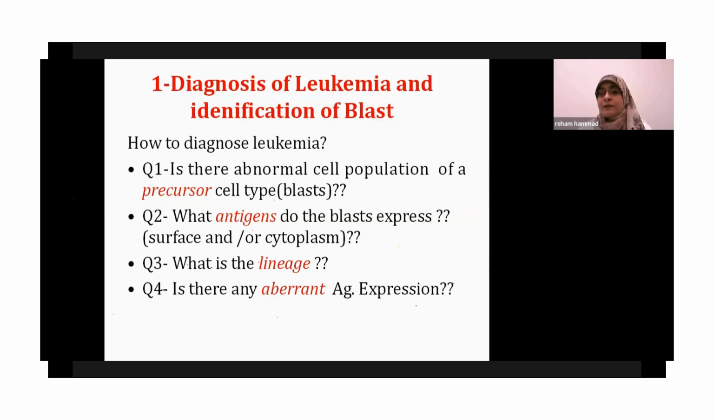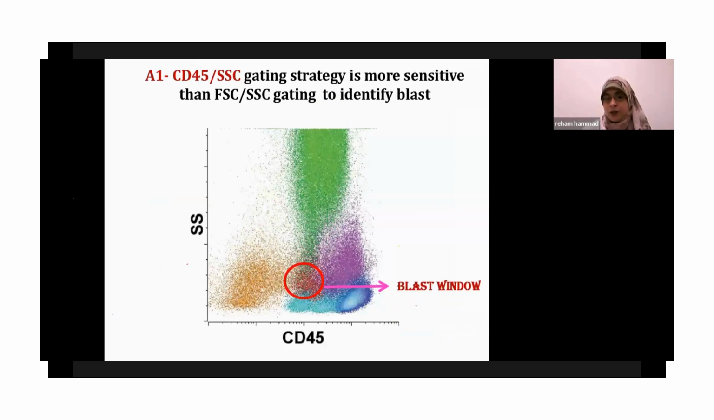To diagnose the leukemia, you have first to understand, do you have an abnormal population inside your graph? How are you going to see that if you don't know the normal? What antigens are the blast expressing? What is the lineage of this blast, and how can you assign each blast to each specific lineage? And thus, this lineage carries apparency, and what is the importance of this apparency in relation to the flow cytometry?